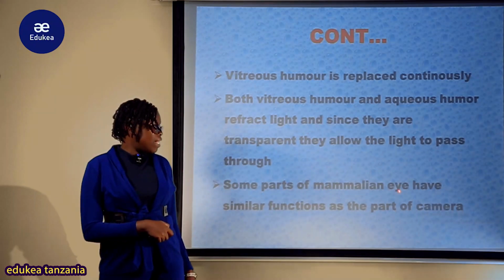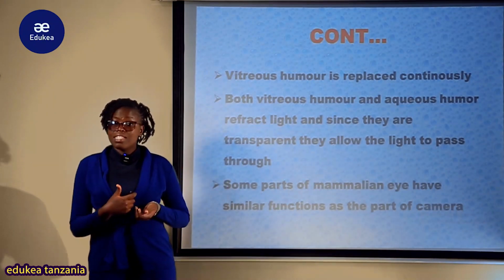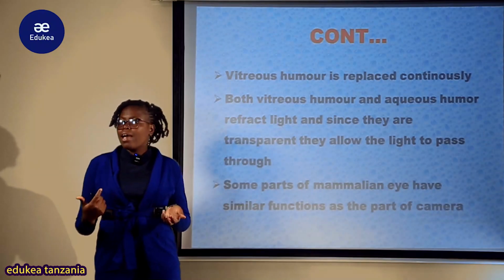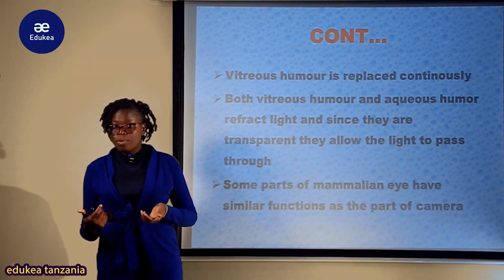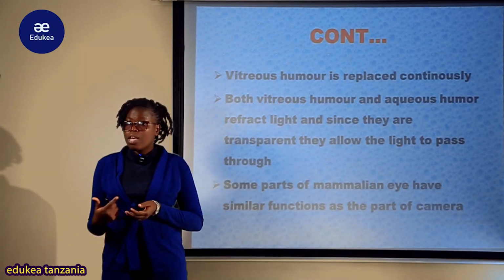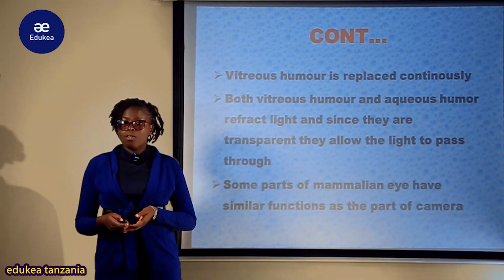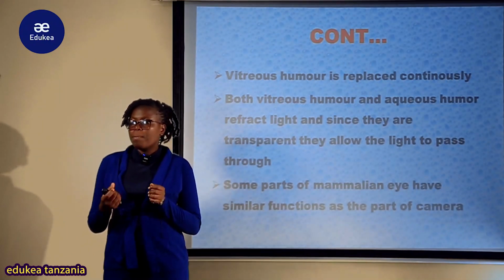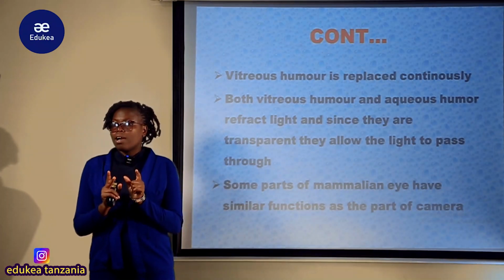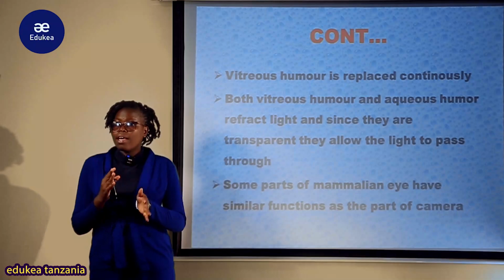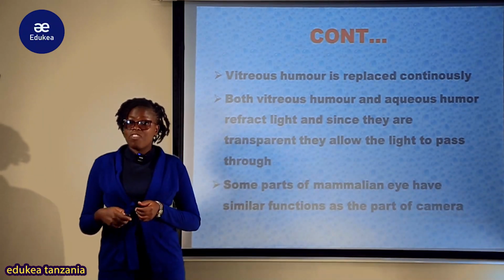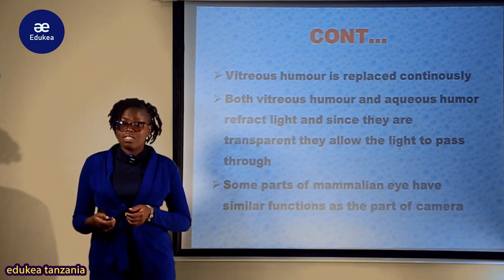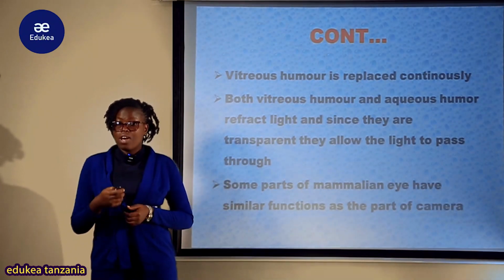So some parts of the mammalian eyes have similar functions as parts of the camera. Kuna baadhi ya parts of the mammalian eyes ambazo zinafanya kazi sawa na kamera hizi ambazo tunazitumia kupiga picha. Tukiangalia iris, iris inaweza kuchange shape, ambayo inapelekea the changing in the size of the pupil in response to particular light intensity. Kwa mfano mwanga ukiwa mkubwa, kwenye kamera wanapunguza ili picha iweze kuonekana kwa clear. Mwanga ukiwa mdogo wanaongeza ili picha iweze kuonekana vizuri. Unaweza kuuliza swali, why is the mammalian eye said to function in similar ways as a camera? Ukielewa hizi parts of the eyes unaweza kulijibu vizuri.